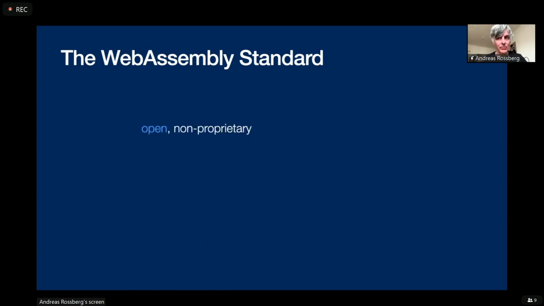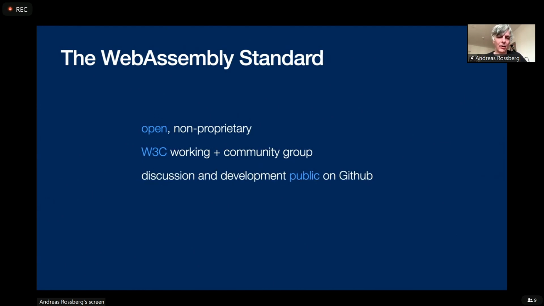WebAssembly is an open, non-proprietary standard that operates under the roof of the W3C. All the discussions and developments are completely public, mostly on GitHub. We have online meetings weekly, several actually, and they're also completely open. You can just register and show up, and when you show up, you even get voting rights immediately. So anybody can show up and cast a vote on polls that happen. This is maybe a slightly dangerous process, but overall it has worked sufficiently well for us.